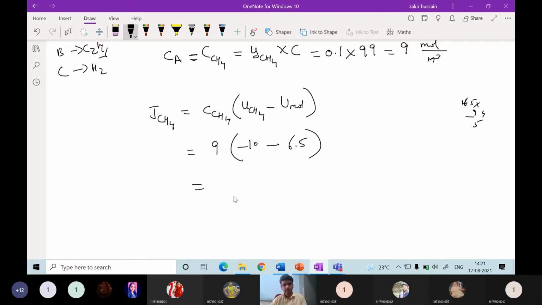Okay, then nearly you will get 164. Minus 148.5, sir. 148.16 is there, okay. Minus 148.0.5, sir. 0.5, okay. Kilo, this will also say mole per meter square second.